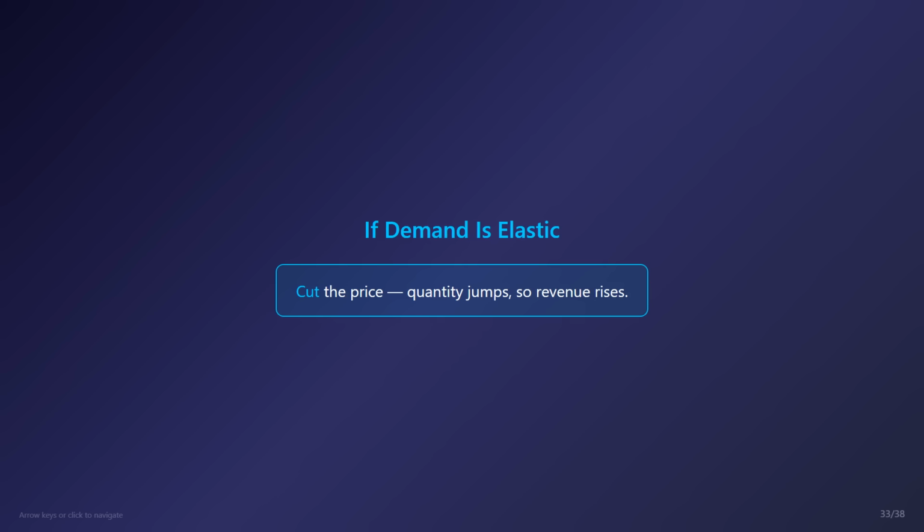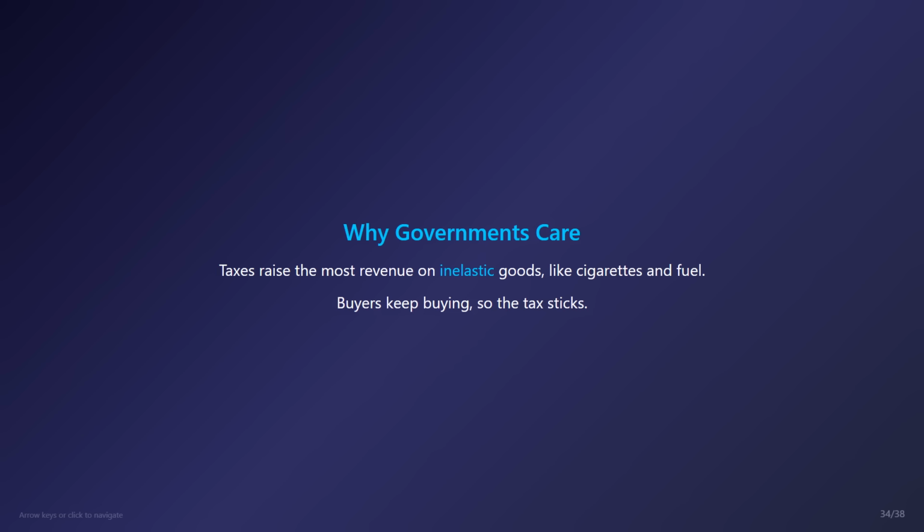But if the demand for your product is elastic, cut the price. The quantity sold jumps so much that your revenue rises even though you charge less per unit. The volume more than makes up for it. Governments care too. A tax raises the most revenue when it's placed on inelastic goods, like cigarettes and fuel. Buyers keep buying despite the higher price, so the tax sticks and the money rolls in.